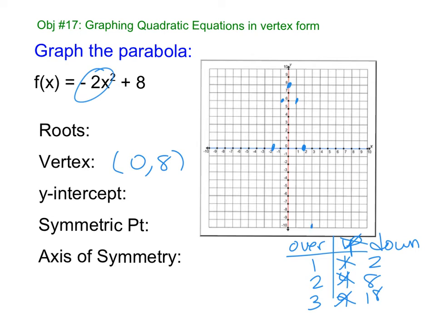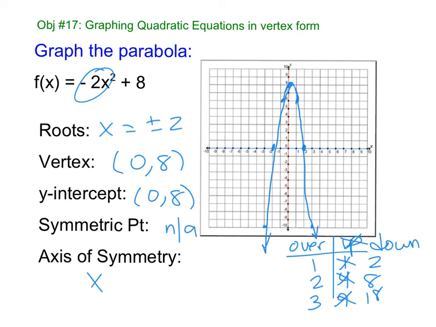And then 16. That's a really awkward looking vertex. There we go. Okay, so my roots are nice. I got 2 and -2. My y-intercept is 8, same as the vertex. So I don't have a symmetric point, right? It doesn't make sense. X equals 0.